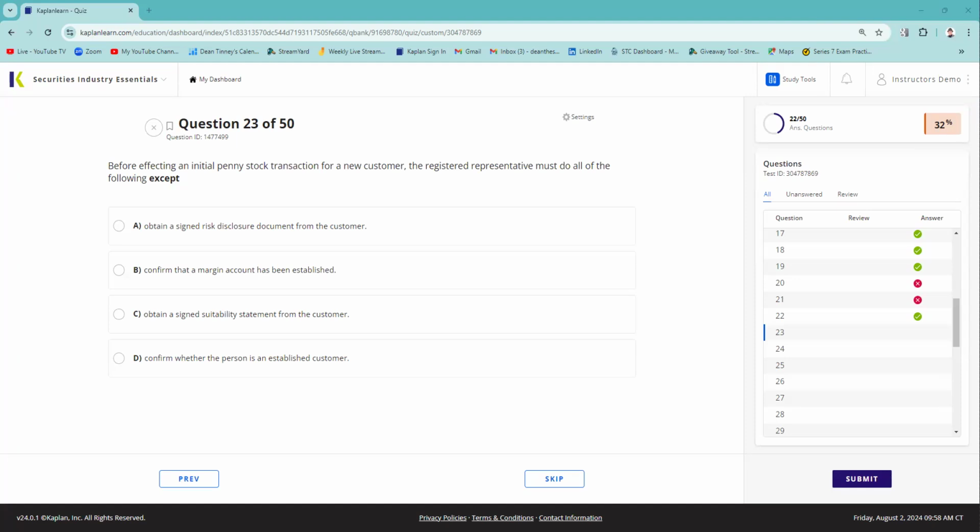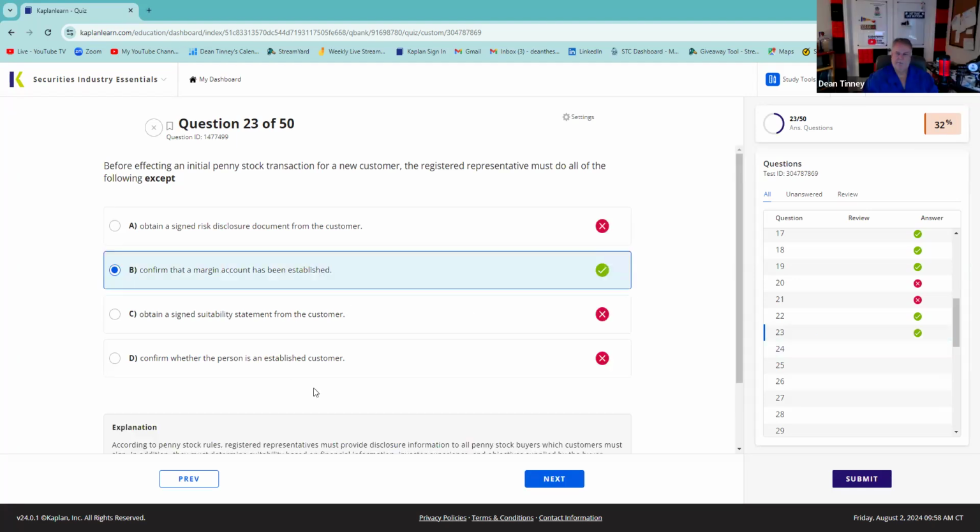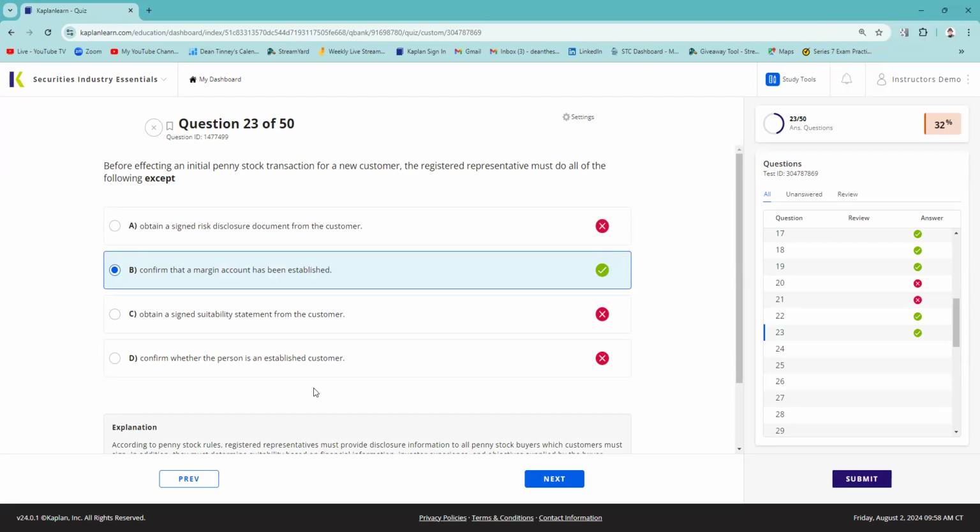A margin account seems off. Yeah, a margin account's a whole separate deal. Yeah, that seems weird.